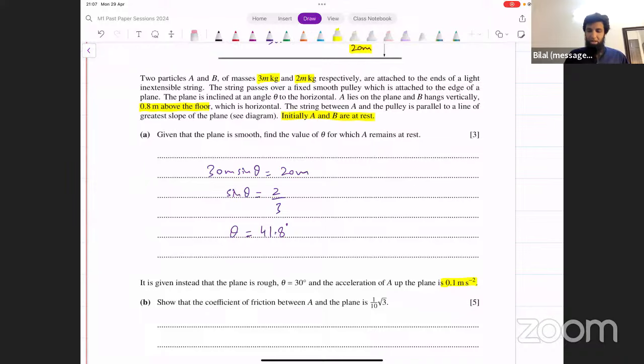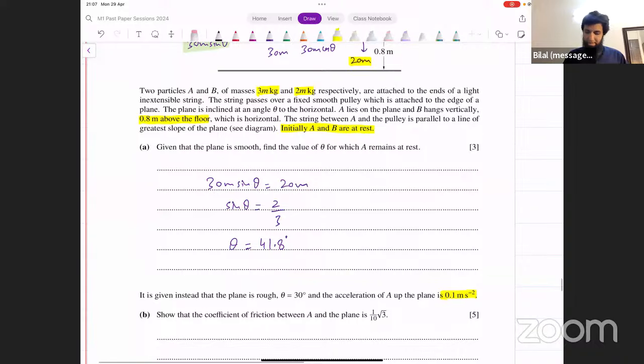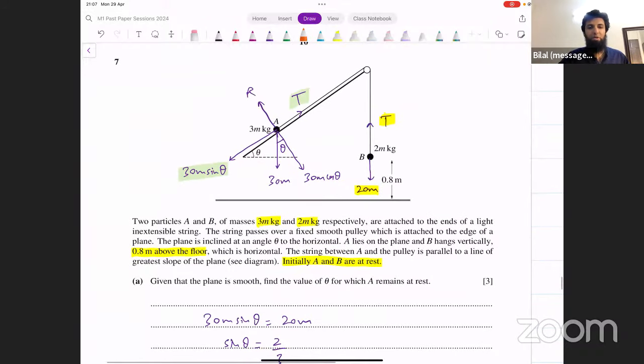Now that the plane is rough, acceleration of A up the plane. So A is moving up the plane. They've given that information here. If A is moving up the plane, what about friction? Friction is going to act down the plane. It's going to oppose the motion. That's where friction acts.